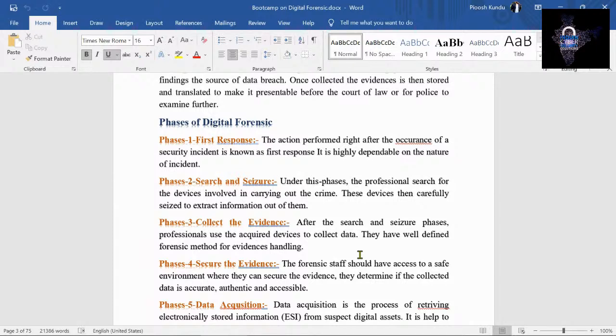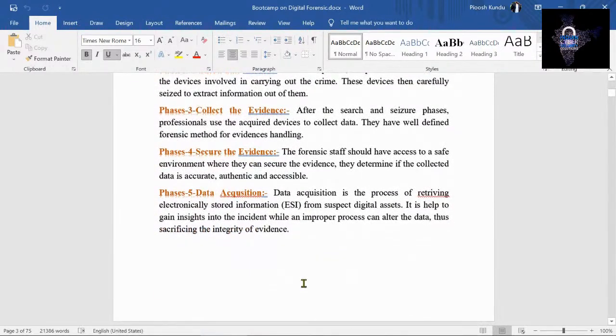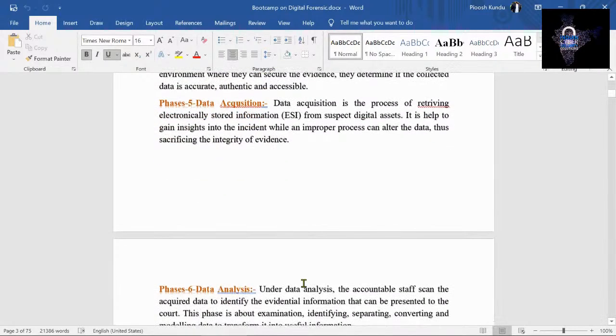Now, phase four is to secure the evidence. The forensic staff should have access to a safe environment where they can secure the evidence and determine if the collected data is acquired, authentic and accessible. Now, phase five, data acquisition. Data acquisition is the process of retrieving electronically stored data, that is ESI, from the suspect's digital assets, and it helps in gaining insight into the incident. An improper process can alter the data and thus sacrifice the integrity of the evidence.